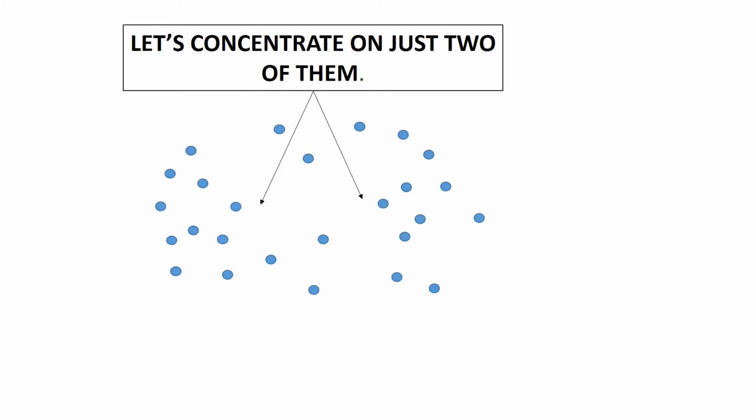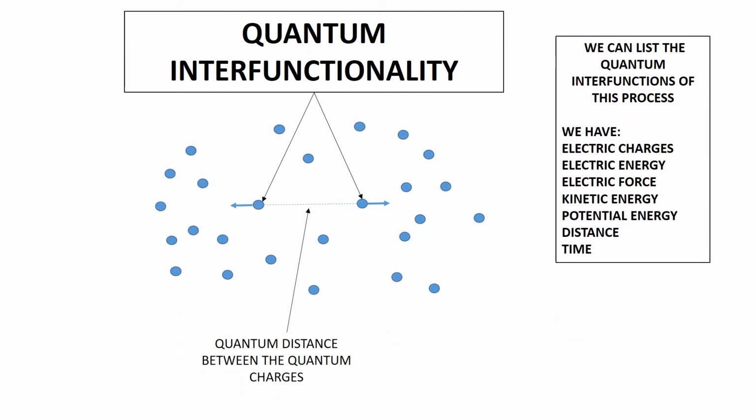We need to look very carefully at this quantum process to see what degree of interfunctionality it has. We need to pause our oscillation. So, what does this process consist of? What are its interfunctions? Clearly, the process consists of 2 quantum electric charges. But we can also appreciate that these charges are interfunctional with the quantum electric energy which provides the quantum electric force to make the quantum charges move.